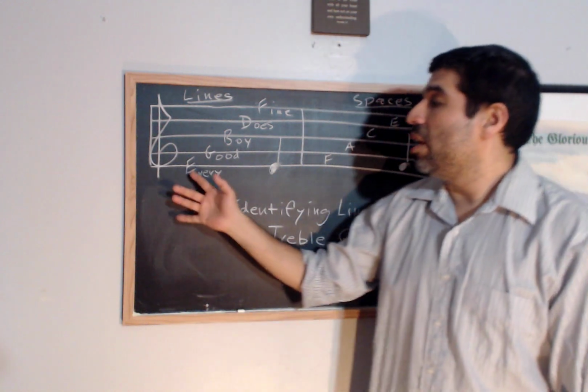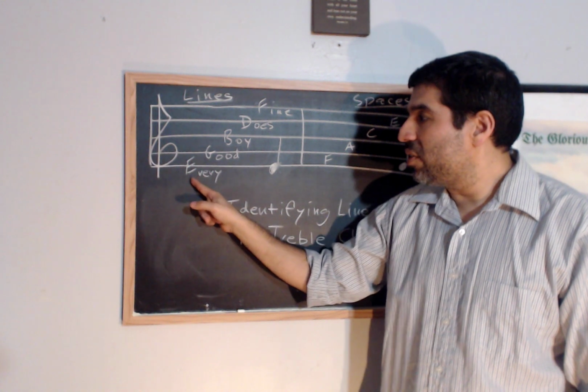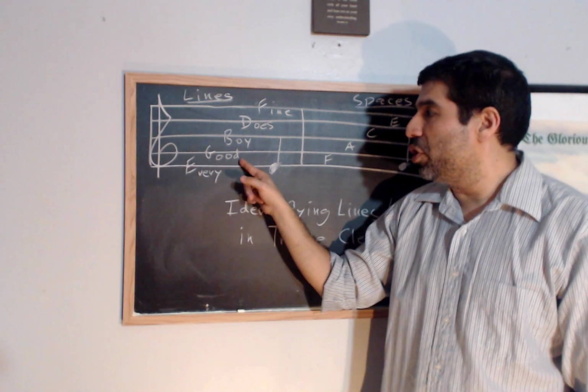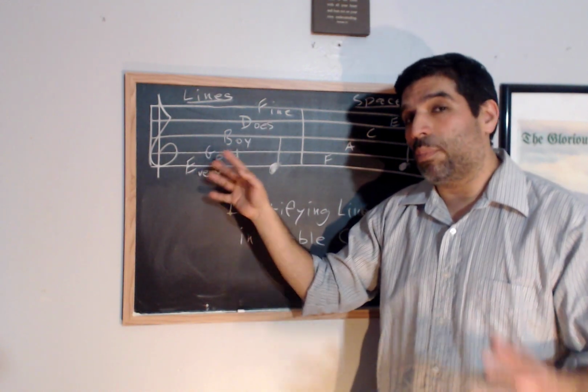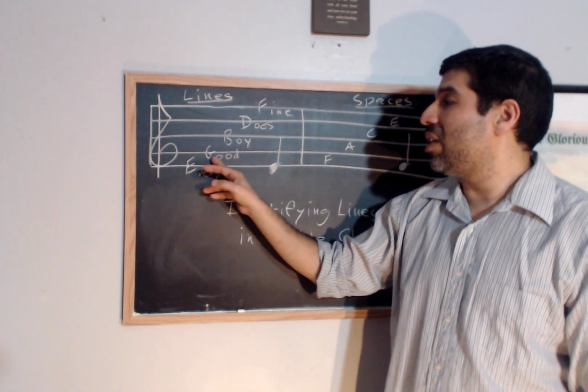If you take a look over here, E stands for the word every, G stands for the word good, and we're going up in the staff, which means if we were playing these notes, we would be going up in pitch. So again, G stands for good.